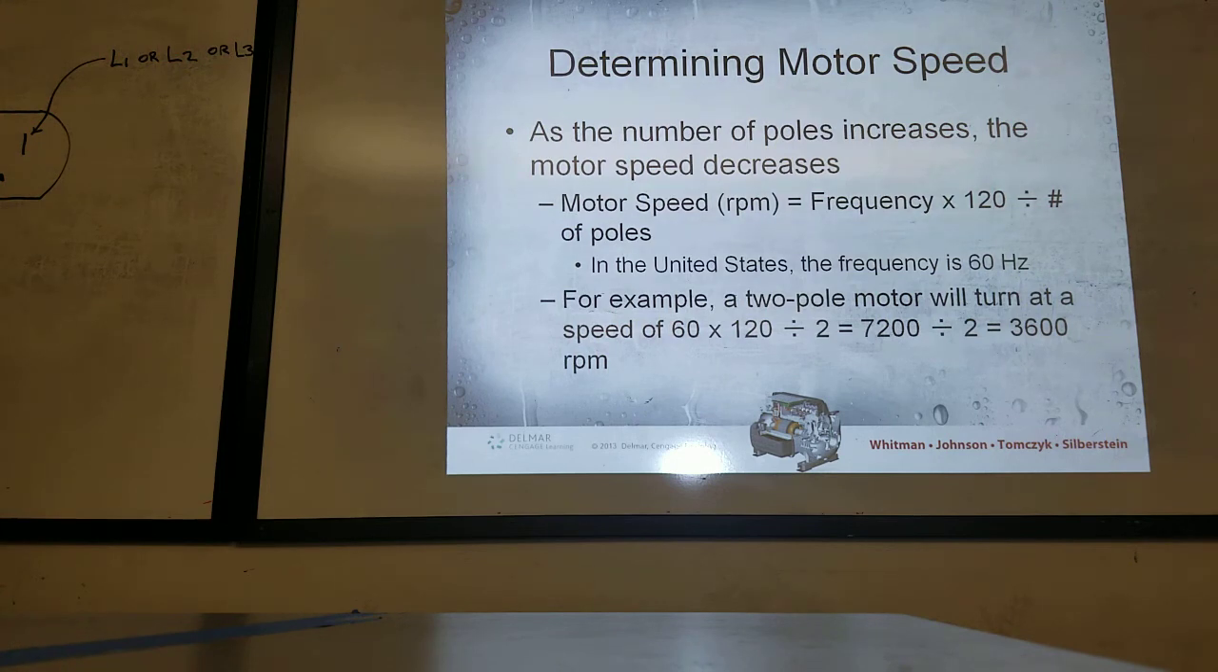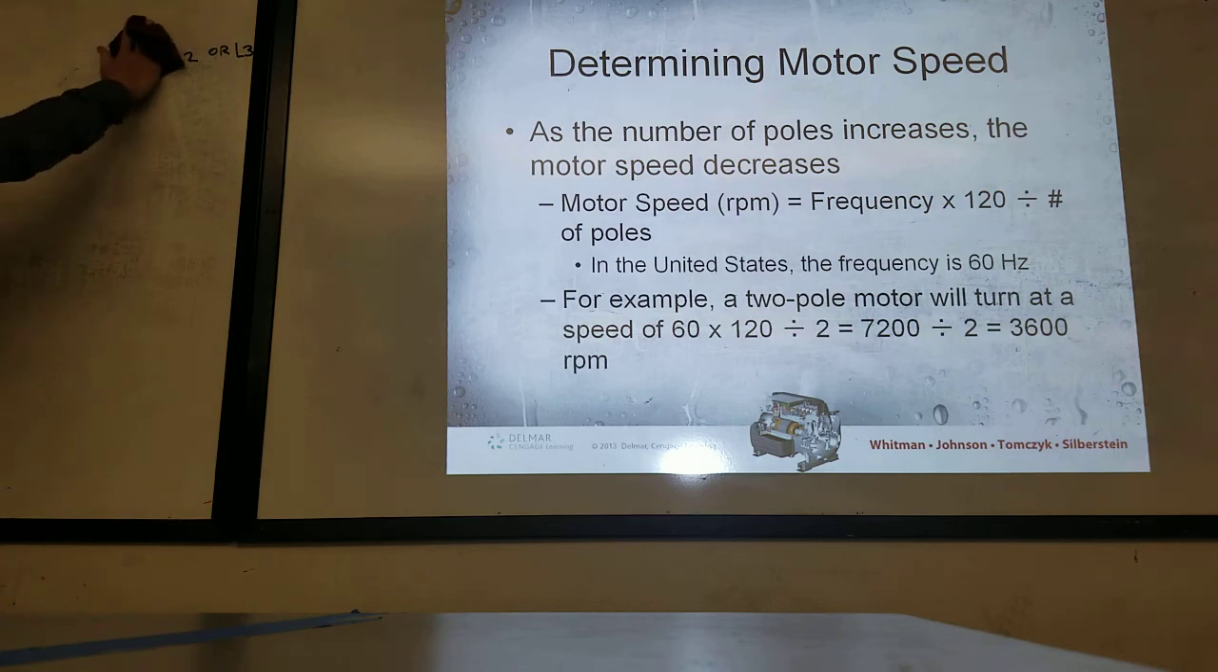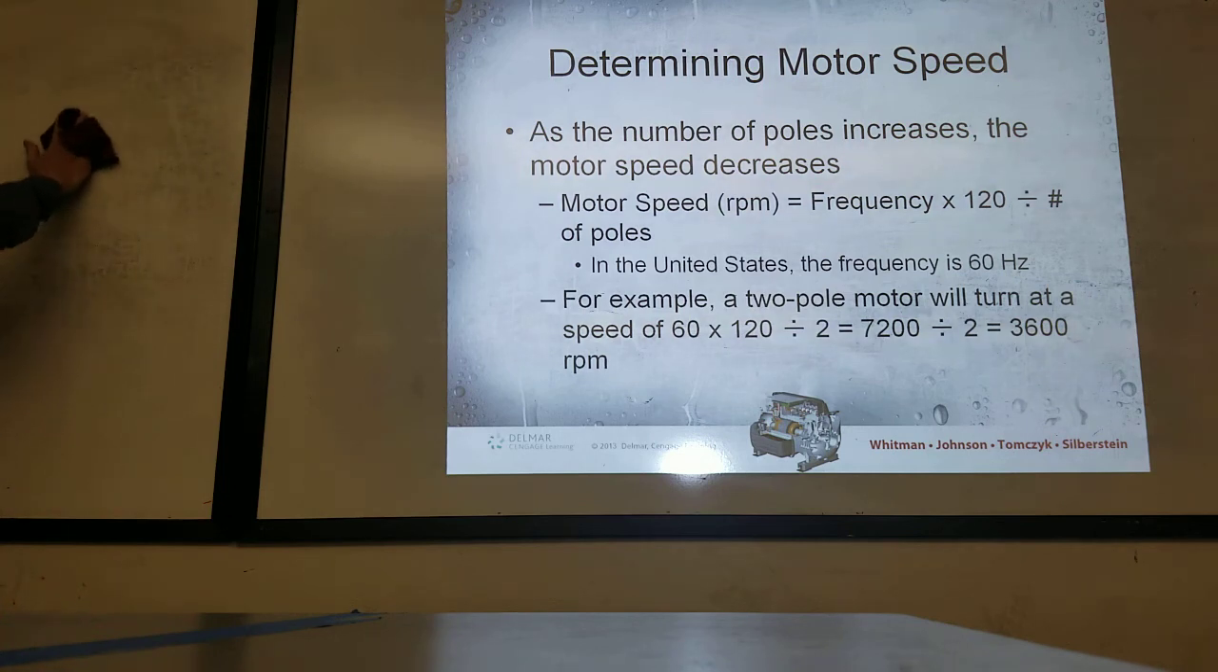Determining the motor speed. As the number of poles increases, the motor speed decreases. Motor speed in RPM equals frequency times 120 divided by the number of poles. In the United States, the frequency is 60 hertz. For example, a 2-pole motor will turn at a speed of 60 times 120 divided by 2, which is 7,200 divided by 2, equals 3,600 RPM.